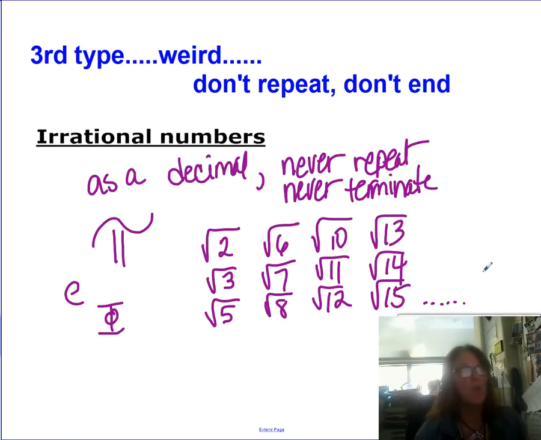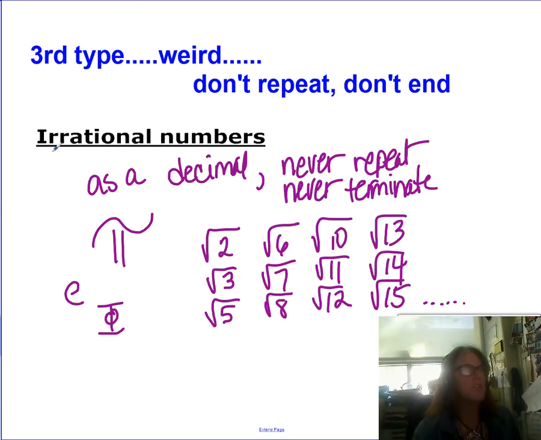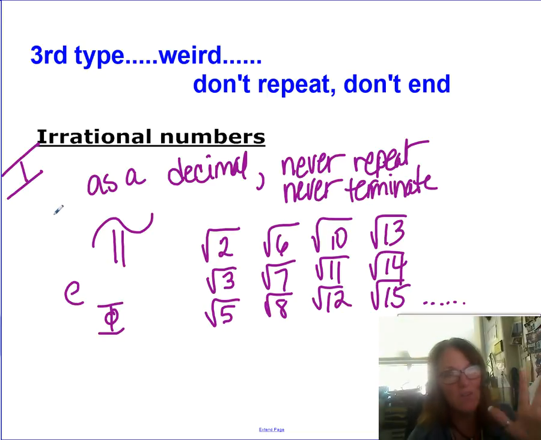So anything with a weird radical sign that's not a perfect square is going to end up being irrational. Isn't that amazing? Do we have an abbreviation for this one? No, we don't. So what I do is I cheat, and I just want you to write capital I like that. That's not something you'll see in any other textbook. That's just yours and my little abbreviation, okay?